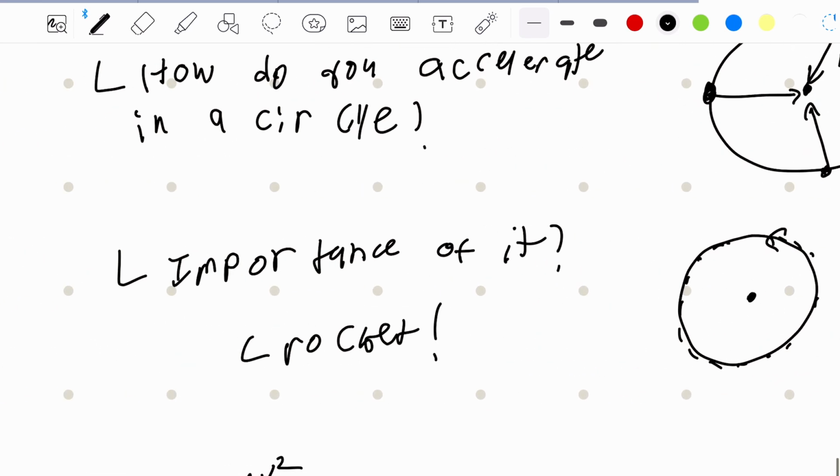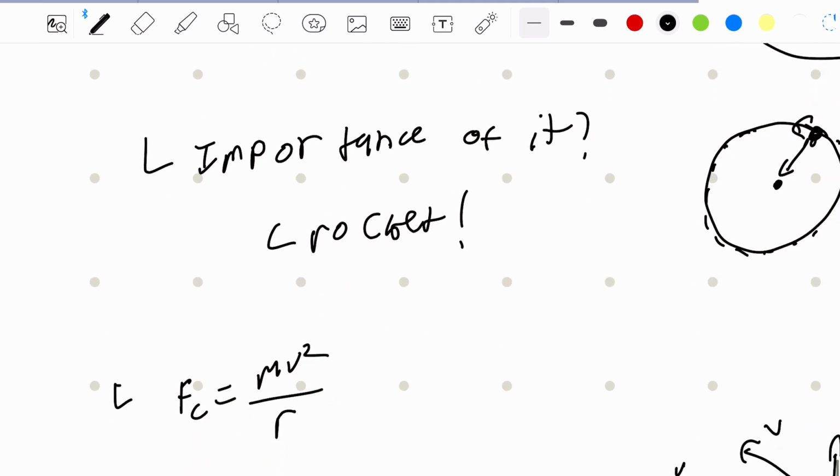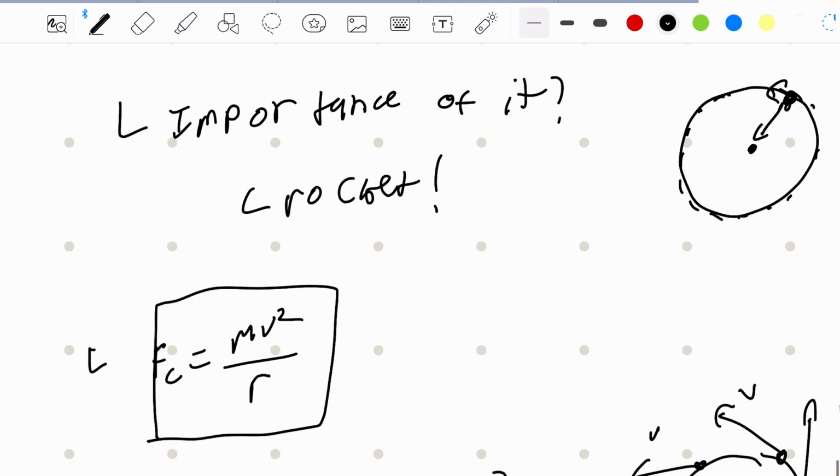So let's talk about the force then. If there's some kind of acceleration towards that center of the circle like that, what would be the force some particle that's moving along that path would experience? And conveniently enough, the force is just mass times velocity squared divided by the radius. And we'll talk a little bit more about the derivation of this and where it comes from shortly.